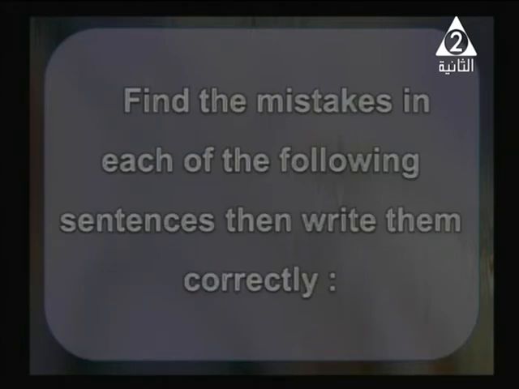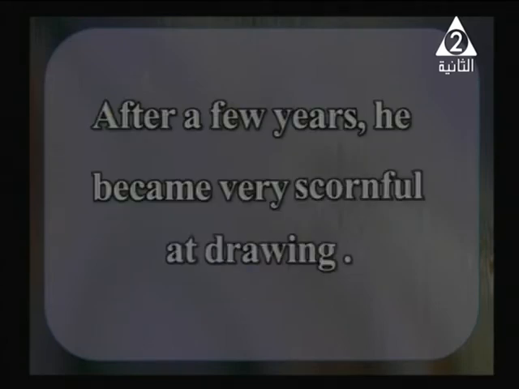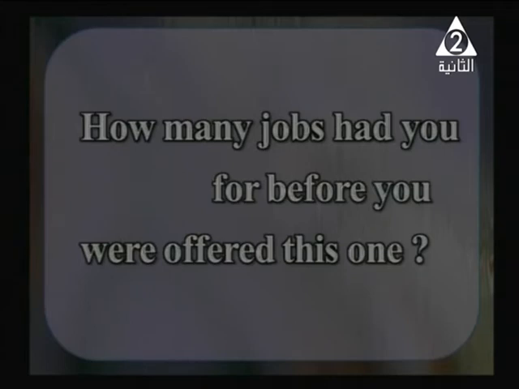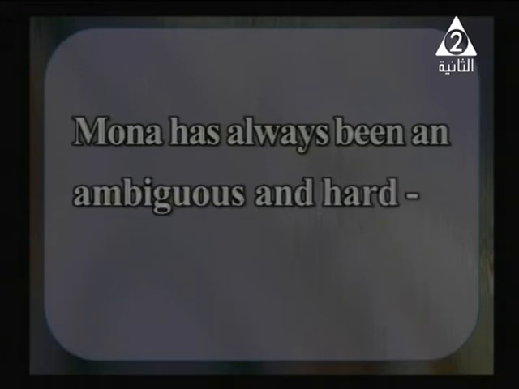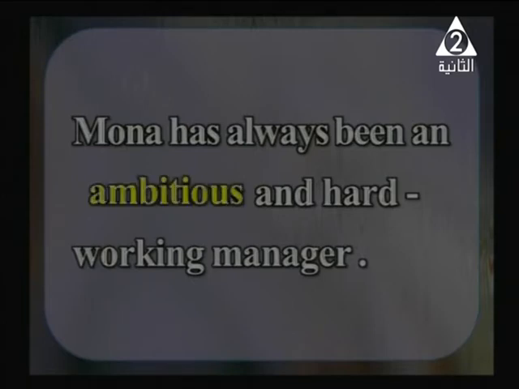Find the mistakes in each of the following sentences, then write them correctly. After a few years, he became very scornful at drawing. Of course, scornful is a negative word. He gets very skillful at drawing. How many jobs had you replied for before you were offered this one? Replied means to answer, so when you applied for the job, you apply for a job. Mona has always been an ambiguous and hard-working manager. Of course, Mona has always been ambitious. Ambiguous means something not understood, but ambitious means having ambition.